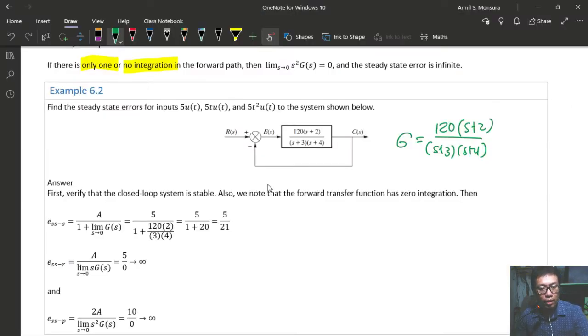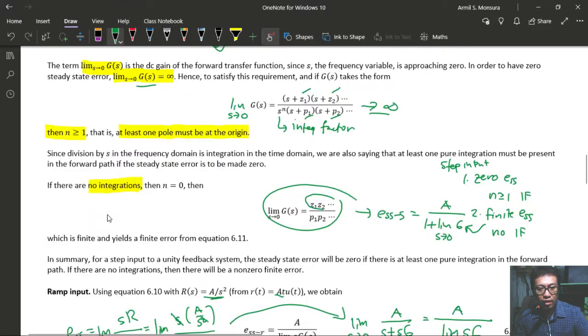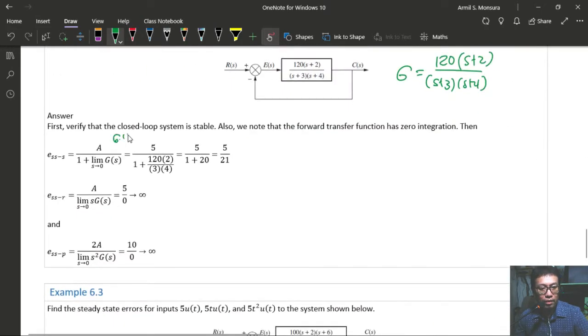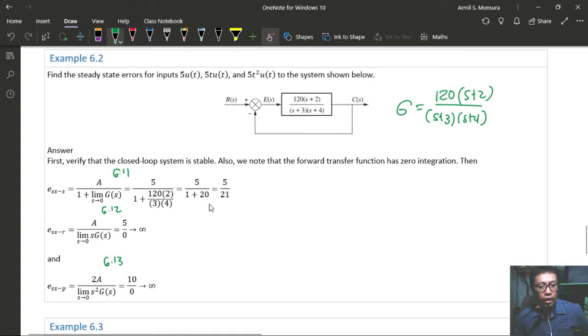We can proceed by computing the error due to the steady state, due to the step input, by using the formulas, I think this is 6.11, 6.12, and 6.13. We also take note that your system has 0 integration factor. It has no integration factor. So from there, we can say that your steady state error for the step input would be finite.